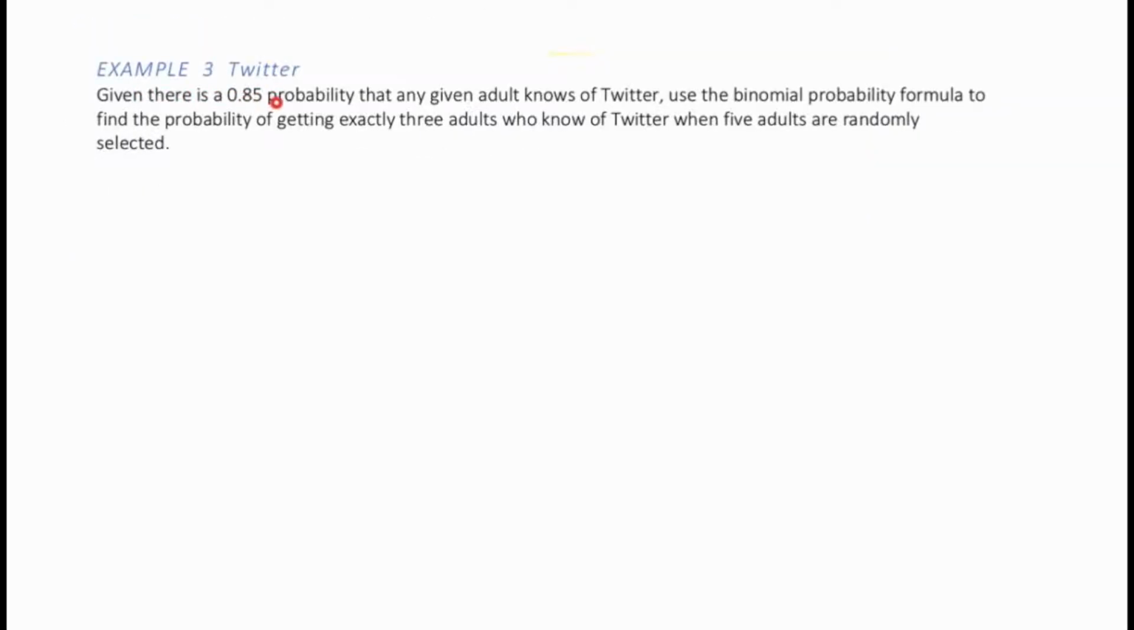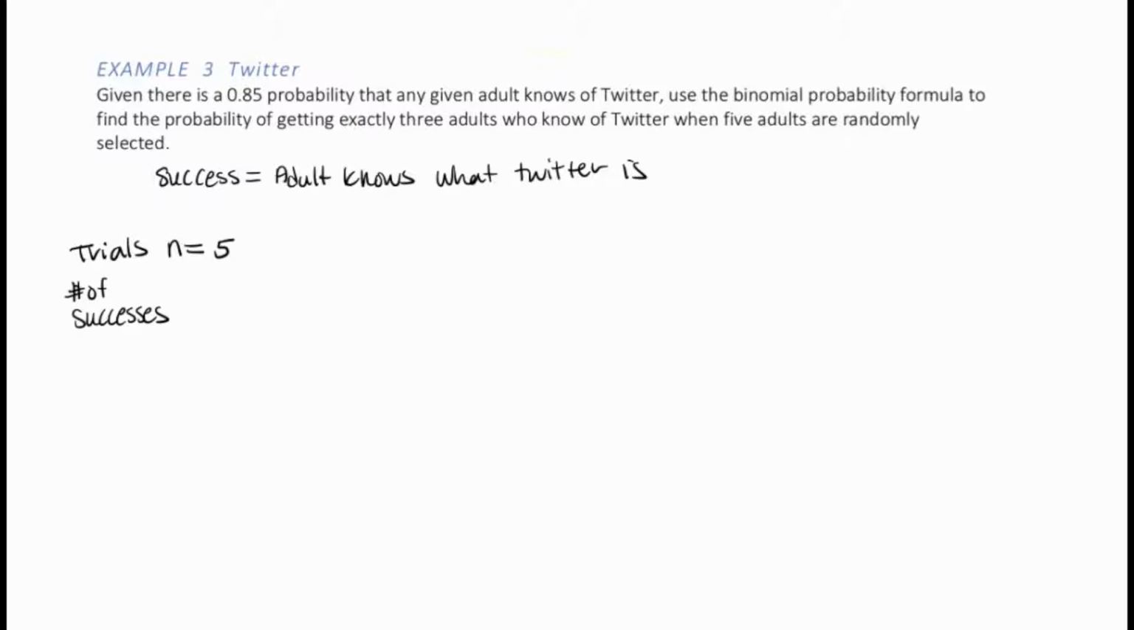Given that there is a 0.85 probability that any given adult knows about Twitter, use the binomial probability formula to find the probability of getting exactly 3 adults who know what Twitter is when 5 adults are randomly selected. So our trials first. We are going to select 5 adults. And we are interested in exactly 3 successes. Our probability of a success, the little p, equals 0.85.